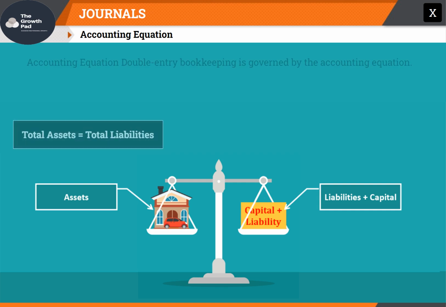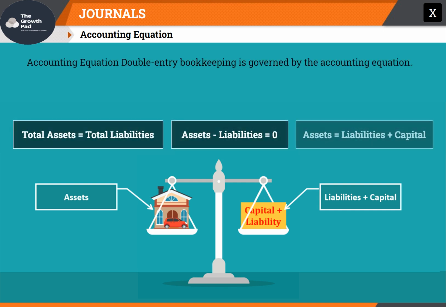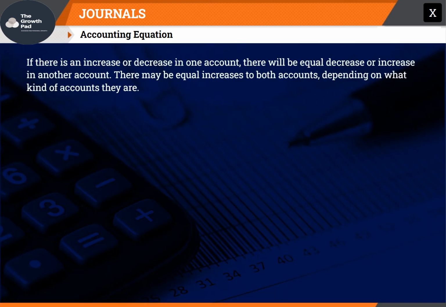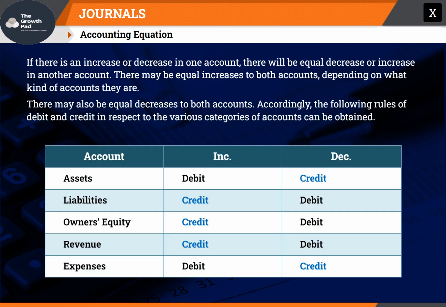Accounting equation. Double-entry bookkeeping is governed by the accounting equation. The accounting equation underlies the process used to capture the effect of economic events. If revenue equals expenses, the following basic equation must be true. If there is an increase or decrease in one account, there will be an equal decrease or increase in another account. There may be equal increases to both accounts, depending on what kind of accounts they are. There may also be equal decreases to both accounts. Accordingly, the following rules of debit and credit in respect to the various categories of accounts can be obtained.